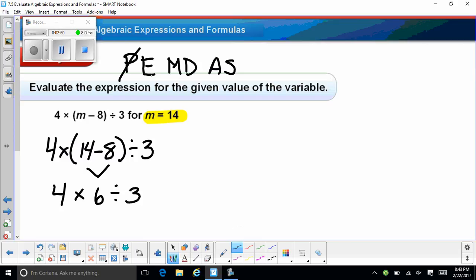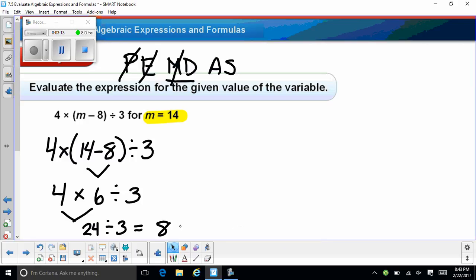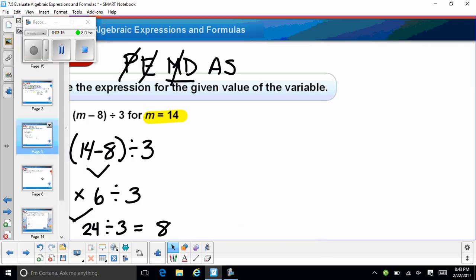I have no exponents. Then I get to multiplying and dividing. Multiplying. 4 times 6 equals 24 divided by 3 equals 8. And so my final answer would be 8. Let's look at one more.